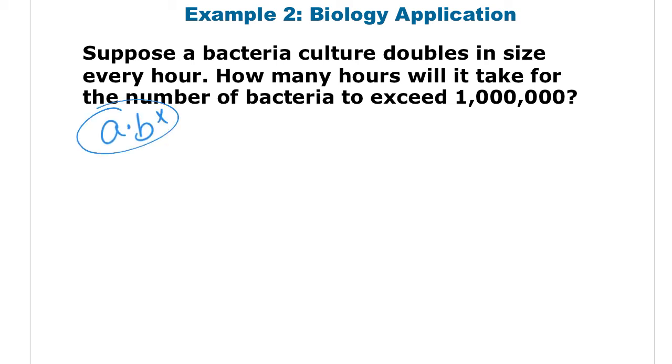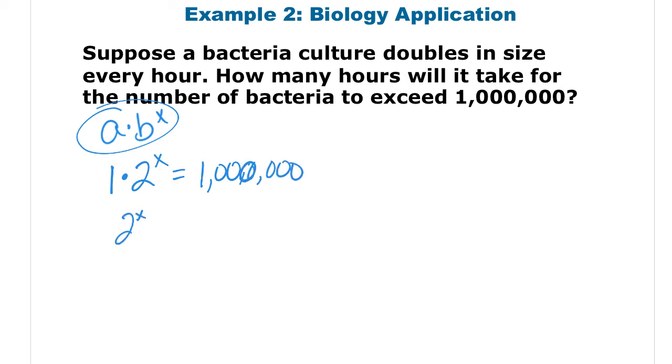Okay, I wrote our general exponential function over here for reference. Our initial bacteria is just going to be 1. It's kind of hard to tell in this problem, but it's just 1. And then it's going to double, so that's our growth factor, every hour. And we know that that's going to be x. Now we're wondering, when is it going to be 1,000,000? Or when is it going to exceed 1,000,000?